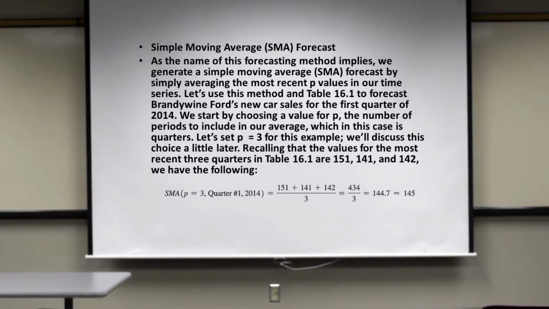Recalling that the values for the most recent 3 quarters in Table 16.1 are 151, 141, and 142, we have the following: SMA with p equal to 3 for quarter number 1 in 2014 equals (151 + 141 + 142) / 3, which equals 145.